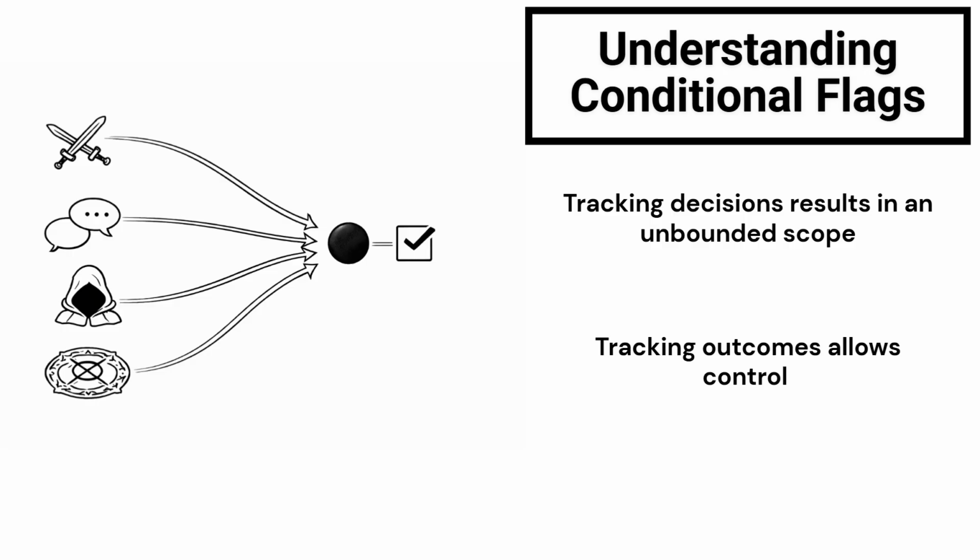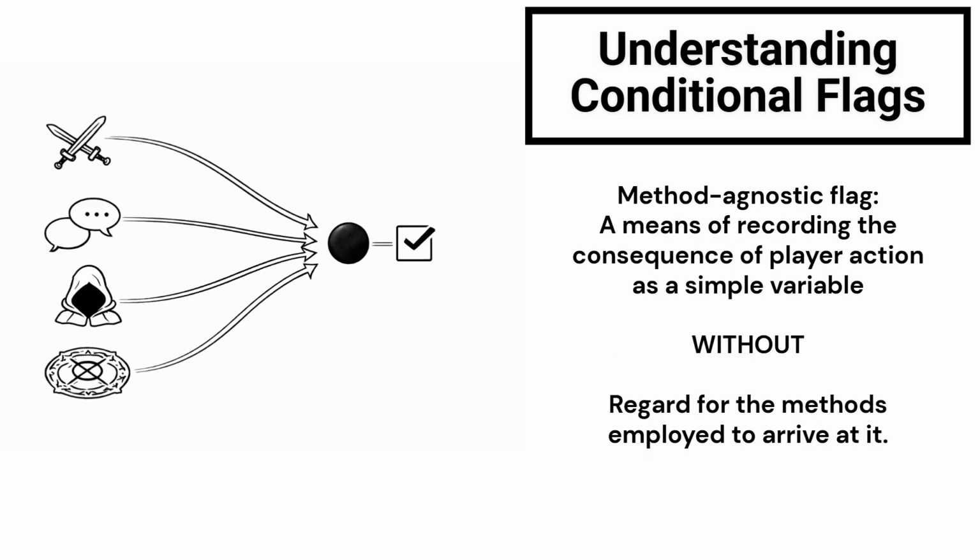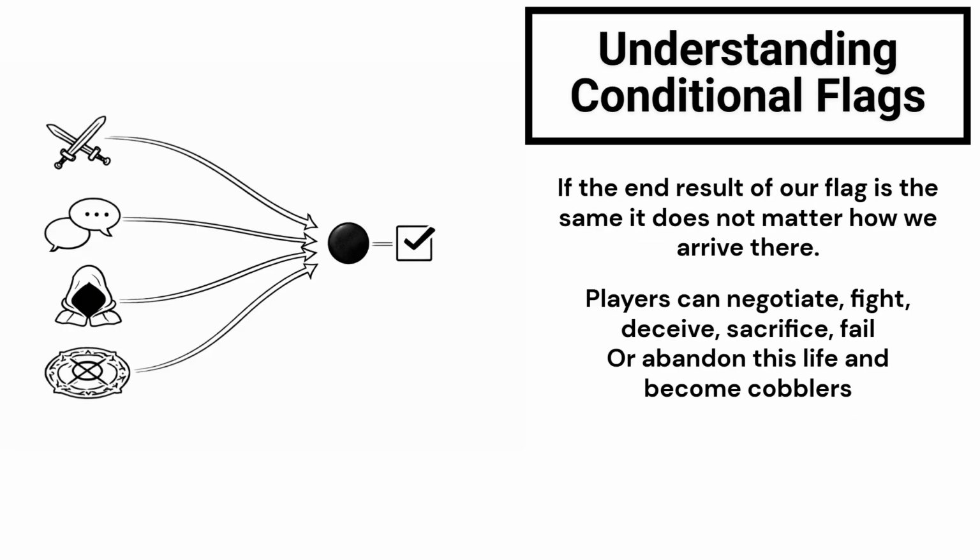This leads to the defining requirement of a usable conditional flag. A conditional flag must be method agnostic. A method agnostic flag represents the final consequence of player interaction with a variable, without encoding how that consequence was achieved. A flag must resolve to the same state regardless of whether the players negotiate, fight, deceive, sacrifice, or fail catastrophically, or even abandon adventuring entirely to become cobblers. If the outcome in the fiction is the same, the flag result will be the same.